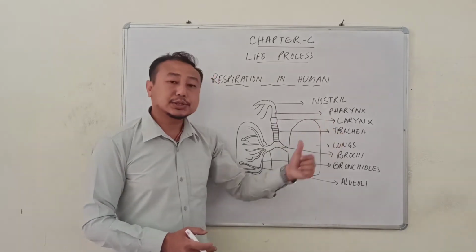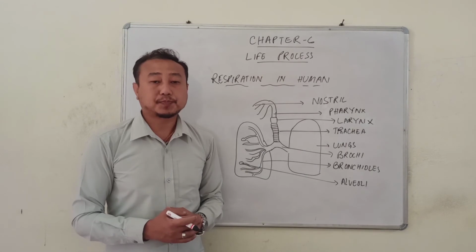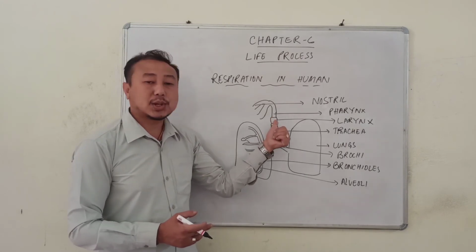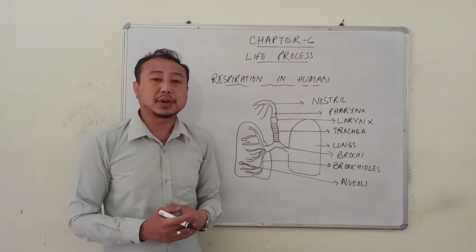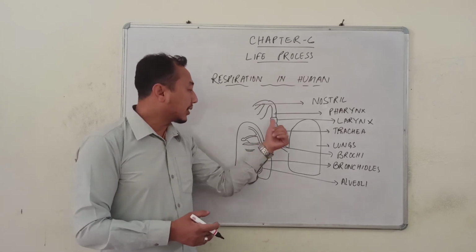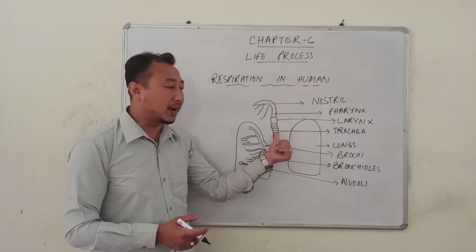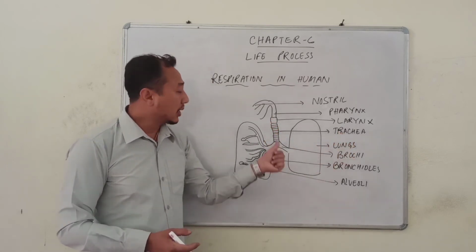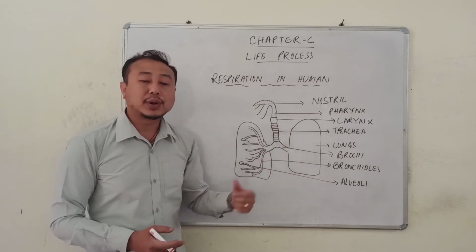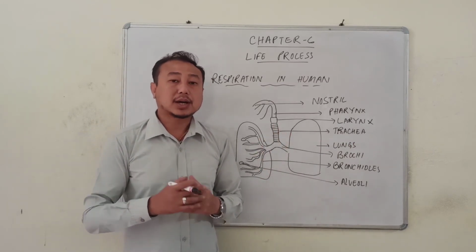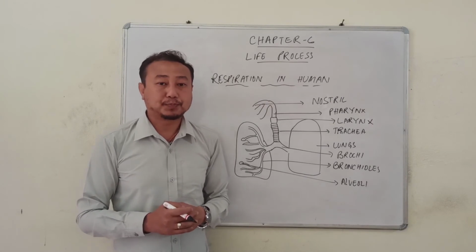The larynx is also known as the voice box. When the air passes through this larynx, the sounds that we produce are formed. Then, from the larynx, the air will pass through the trachea. The trachea is made up of rings of cartilage. Cartilage is a soft type of bone.